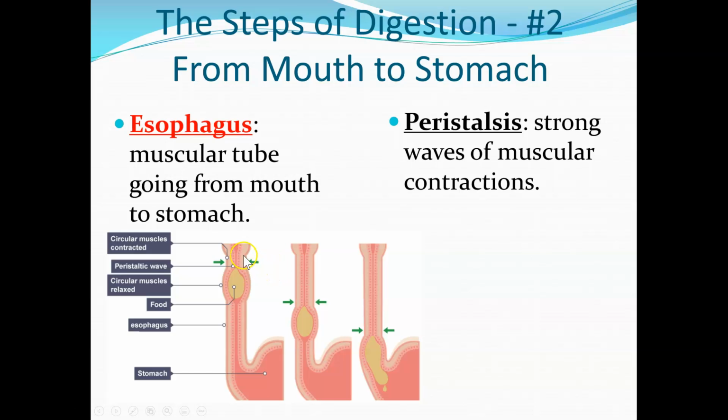There are 2 types of muscles. There's circular muscles and there's longitudinal muscles here. And basically, when the circular muscles contract, they squeeze the food down in this section, and then they relax and the longitudinal muscles will squeeze, and that causes the food to move further down into the esophagus.